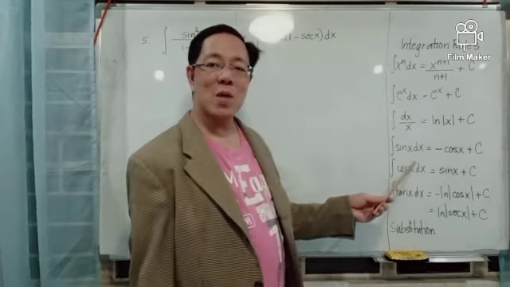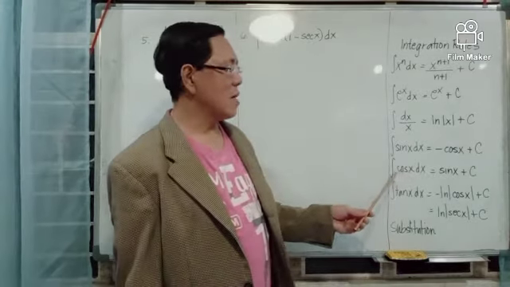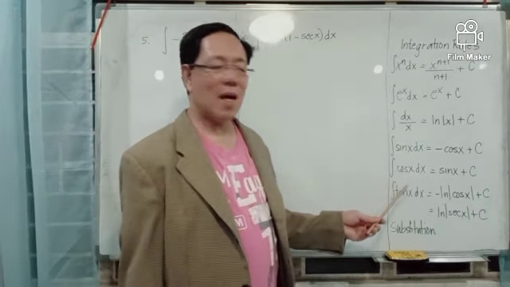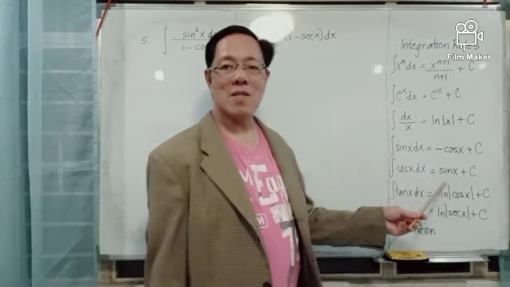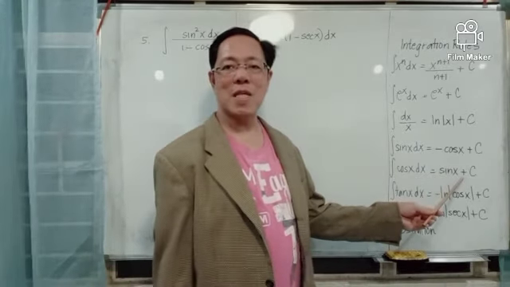Next, we have the integral of cosine x, where the angle x again is a single variable with exponent 1 and numerical coefficient 1. The integral of cosine x with respect to x is equal to sine of x plus a constant of integration c.